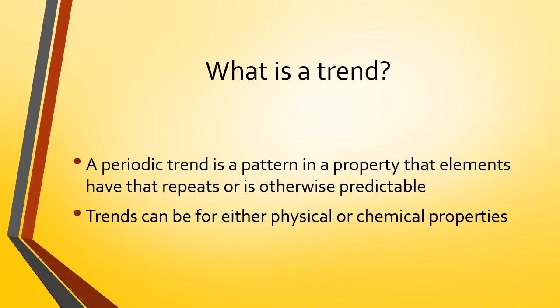A periodic trend is a pattern in a property that elements have that repeats or is in some other form predictable. Trends can be for either physical properties or chemical properties.